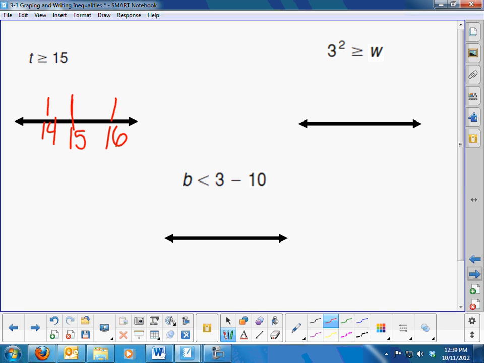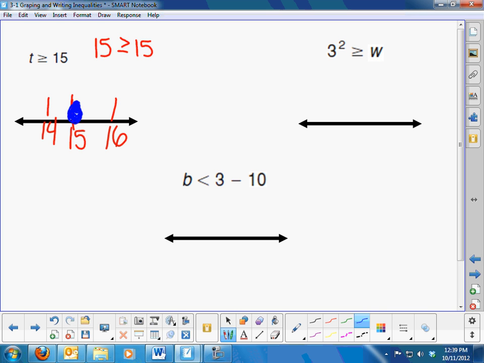Now I need to decide, I want to show all of the values that are greater than or equal to 15. So is 15 included in my solution set? Does 15 make this statement true? Yes, because 15 is equal to 15. Therefore, I want to use a filled in dot. Now this is supposed to be on my number line. So I have a filled in dot because 15 is included in my solution set.